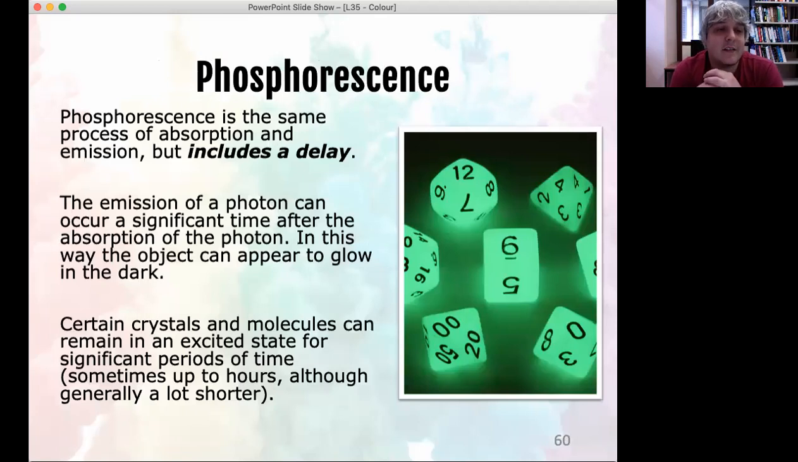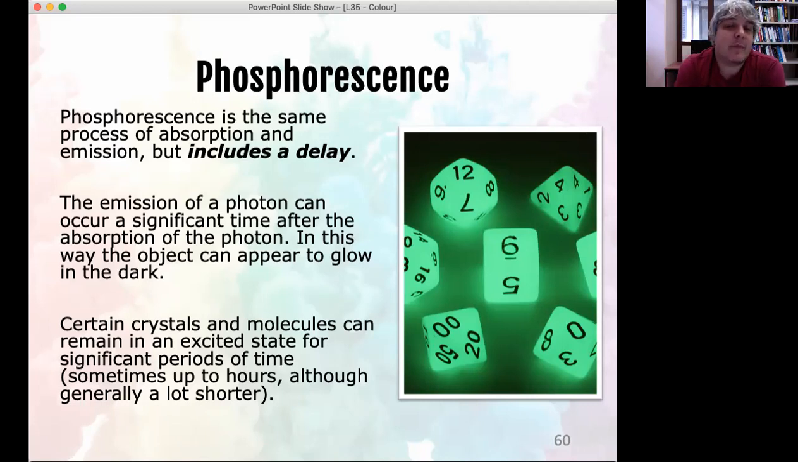Phosphorescence is the exact same idea as absorption and emission in general, but it includes a delay. And that means that the atom stays excited for a while. That's not very common. There's only some materials that do it, and generally it's very quick. The delays are only a few seconds, but there are some materials that we have found and manufactured that can retain that excited state for a long period of time, sometimes up to hours, usually a lot shorter. It's hard to get the ones that last a long time.